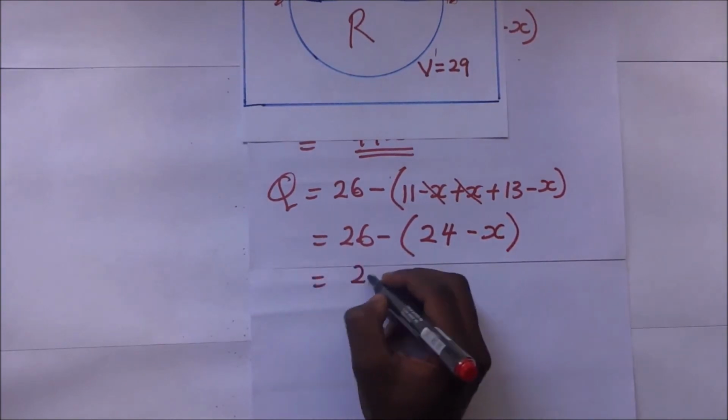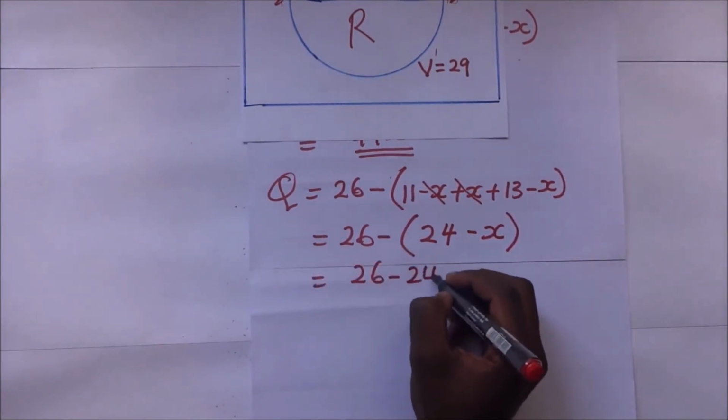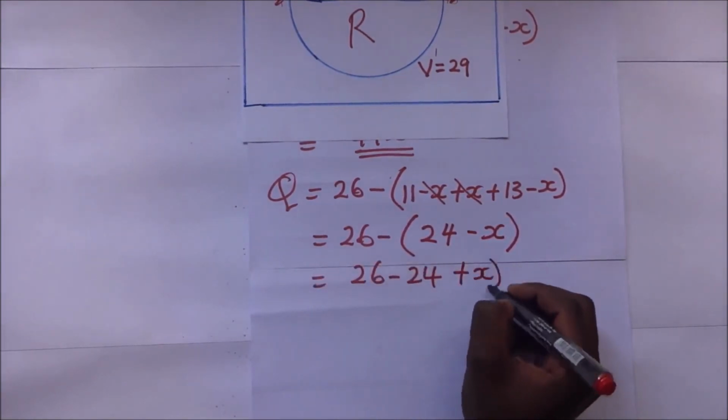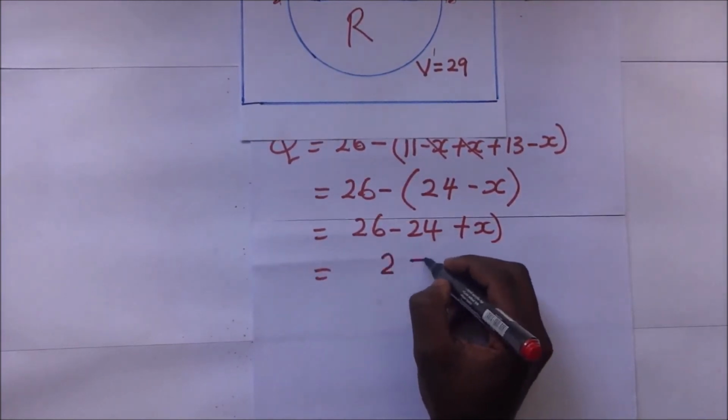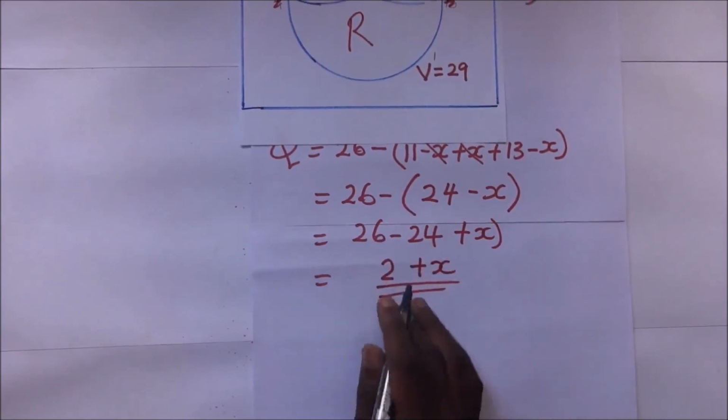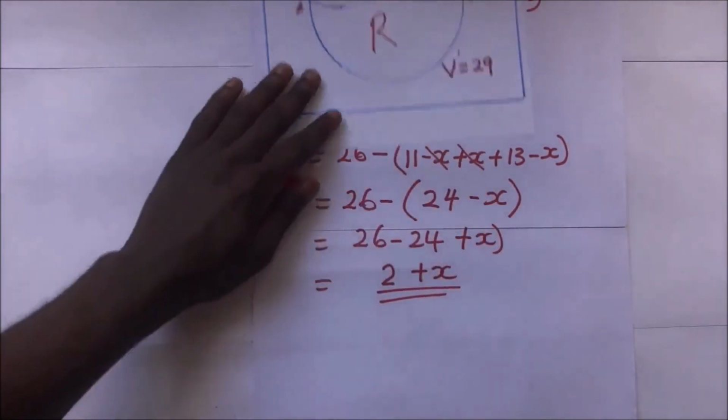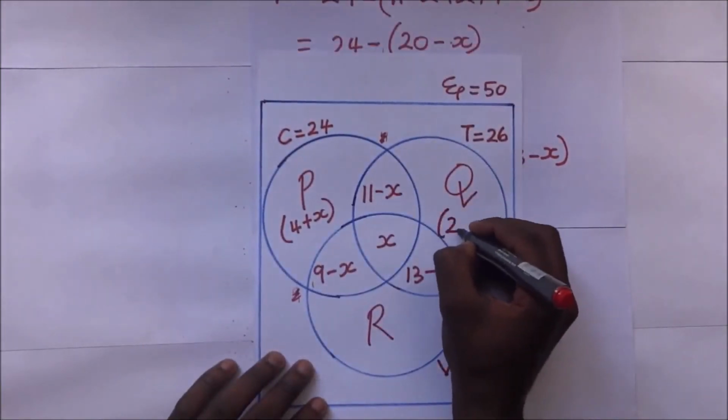That's going to become 26 minus 24 plus x. So 26 minus 24 gives us 2 plus x. So our value of Q here is going to be 2 plus x.